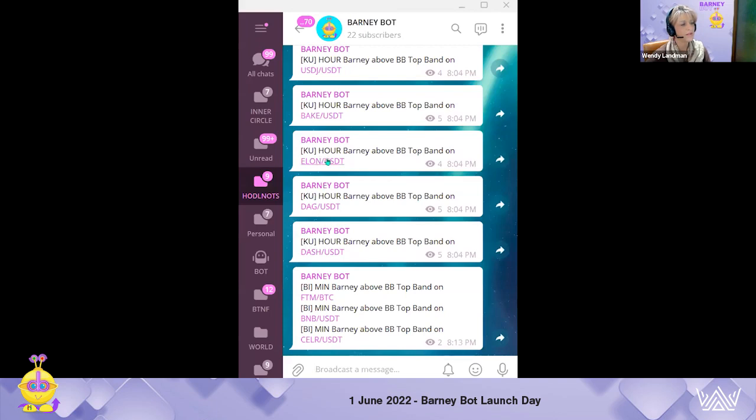And you'll be able to see the time that it comes off and what time frame to look for, whether it's the hour, and these are the minute ones going off. And this will say Barney is above the Bollinger Band on the top band. So that's what the signal will be, and that's when the Barney is going. And you will see the coin and the pairing.